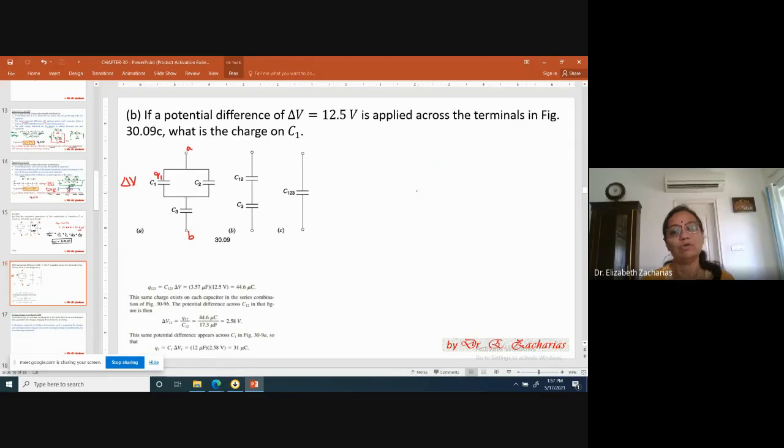So how will we go around doing this problem? Remember, this terminal is AB. This equivalent is also AB. And the potential difference is delta V equal to 12.5 volts. If I call the charge on this equivalent capacitor Q123 and this is minus Q123, can I find Q123?